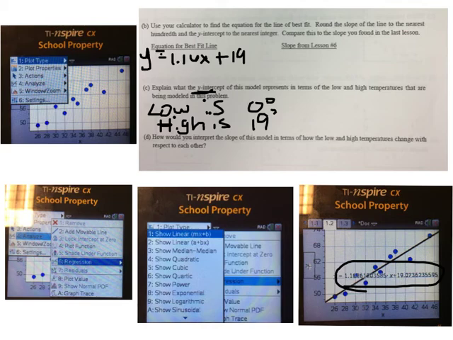How would you interpret the slope of this model in terms of how the low and high temperatures change with respect to each other? Well, according to your slope, for every 1 degree that it changes, it's going to go up 1.16 degrees in the other direction. So my slope is going to be 1.16. So that's how it's increasing over 1 degree for each change.